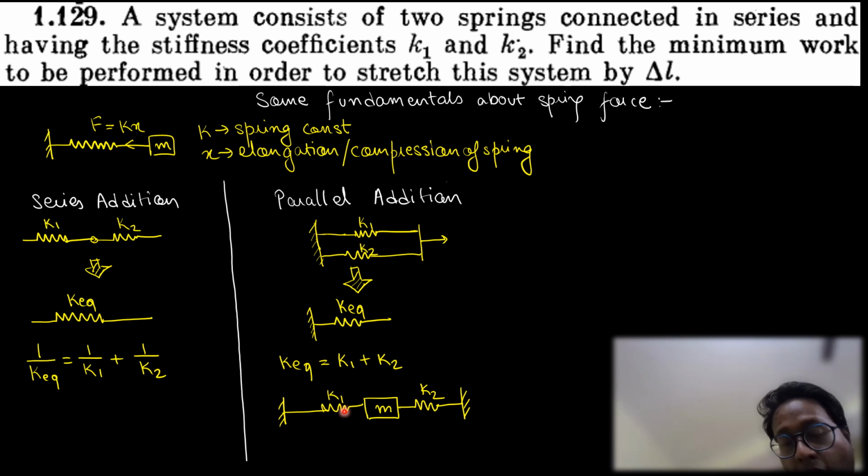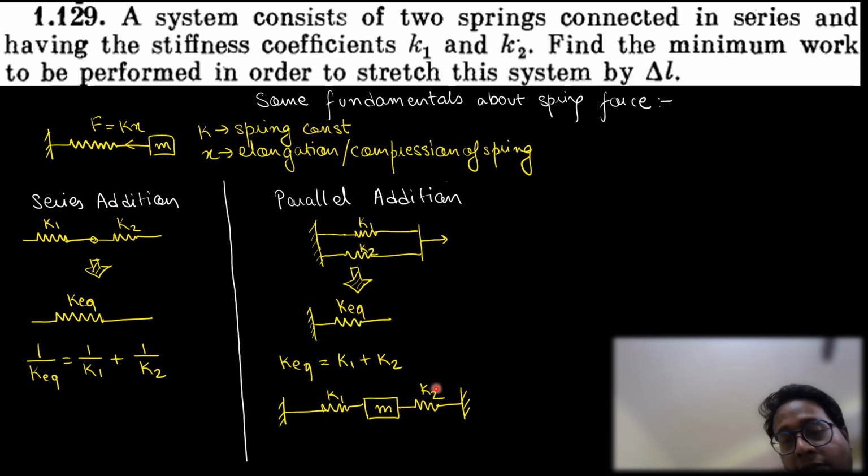So the force of elongation is not the same, but the length of elongation of this spring is exactly equal to the length of compression of this spring. So this system is nothing but springs in parallel, or parallel addition. Although the directions of the spring forces are different, the elongation and compression lengths are the same here. So this is a parallel connection.